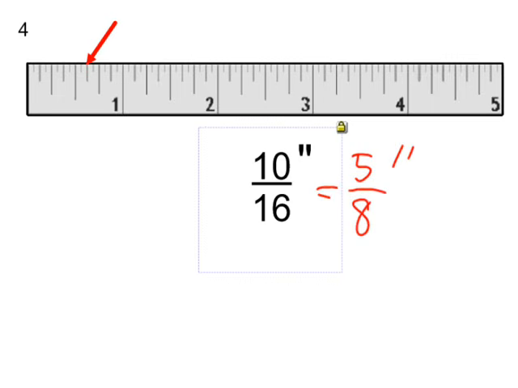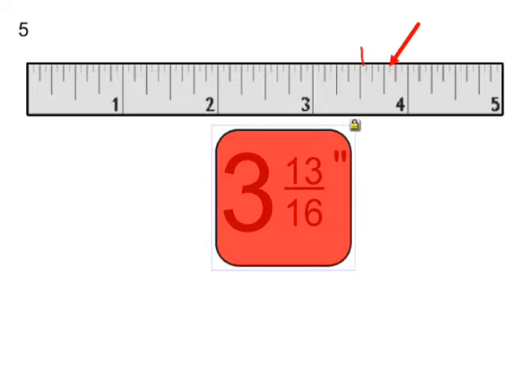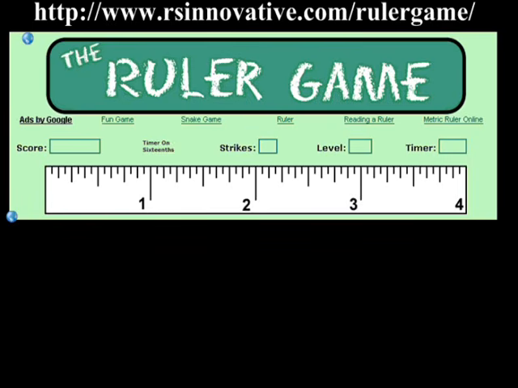Excuse me. One more example. It's pointing at a 16th. Which one is it? Again, try this. Start at 1/2. Now 1/2 is 8/16, and then count. That would be 3 13/16.